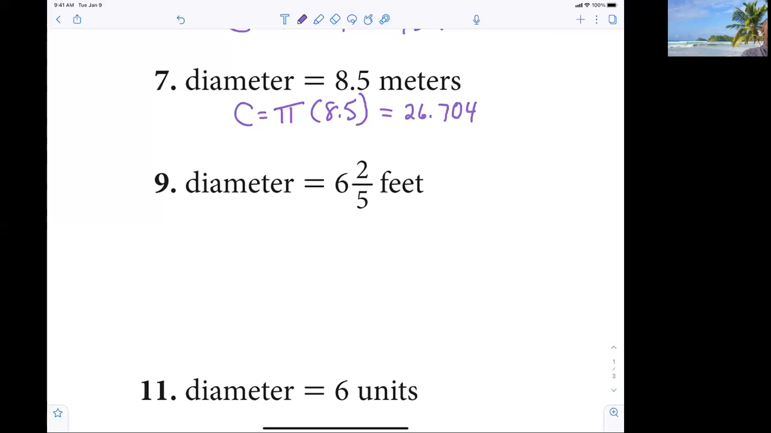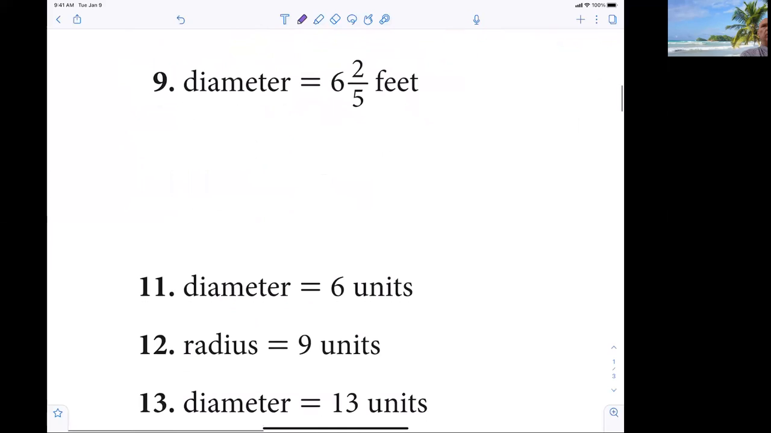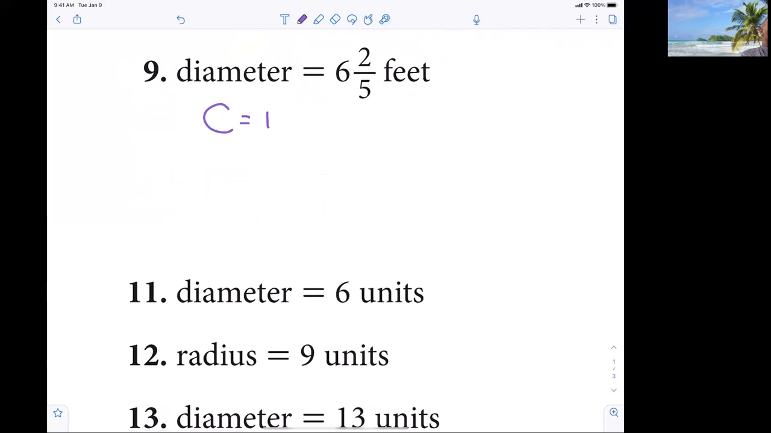Number nine, here we go. That is correct. You may also get 20.106. Avery, how are you doing so far? Yes. All right, you're on number 11. What do I do? Yep.